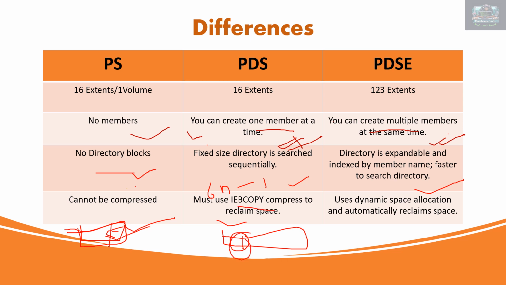This will remain empty until you do an IEBCOPY compress. This is a utility. IEBCOPY is an IBM utility, which is a JCL, a code which you run. If you run that code, whatever empty spaces are there will merge into one large space and you will get a large empty space. But coming to PDSE, it automatically reclaims that space. You can also run IEBCOPY on a PDSE file, and it will give a large space, but by default it also does its reclaiming.